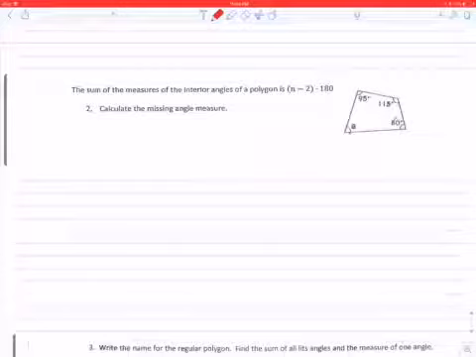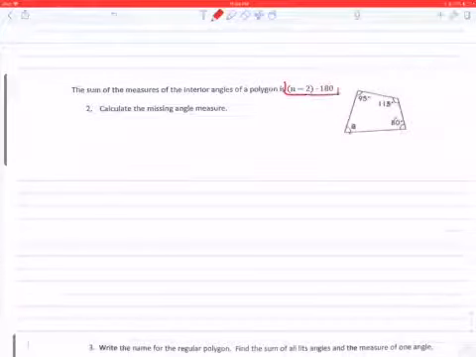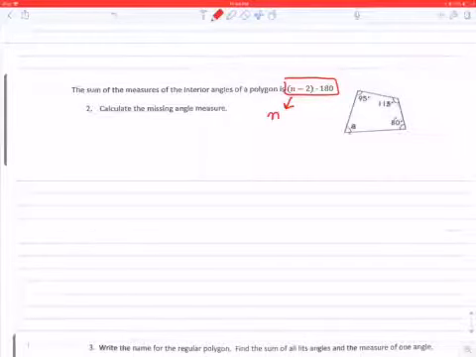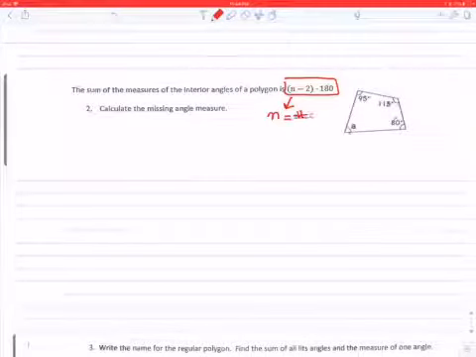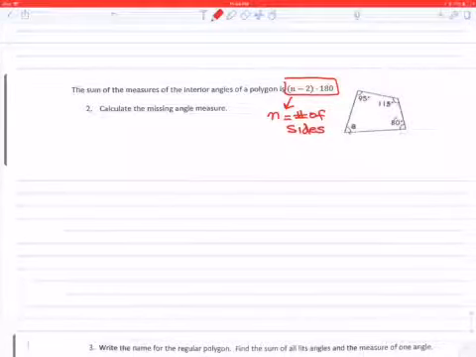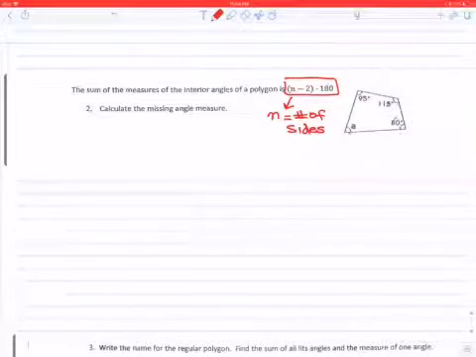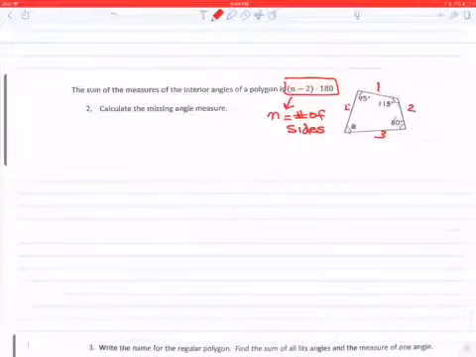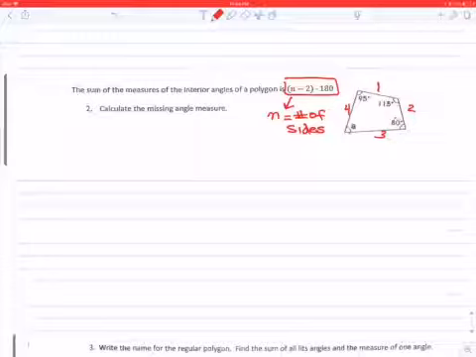Now for any polygon, the sum of the interior angles can be found using the formula n minus 2 times 180, where n is the number of sides in the polygon. So for this figure, we have 4 sides.